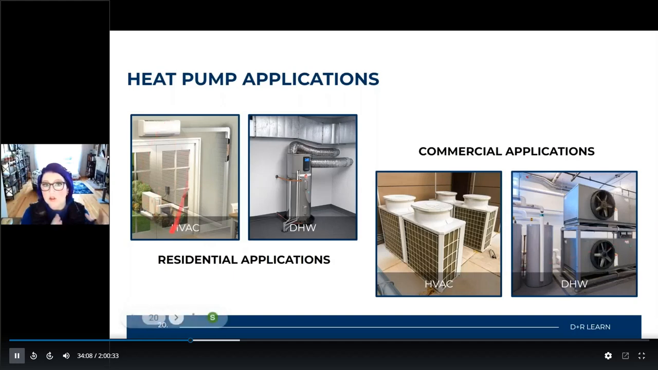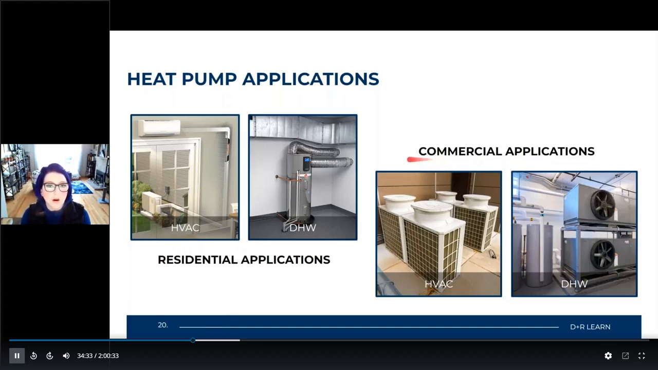So looking at the screen in front of us, on the left side, we have two examples of heat pumps being used in a residential application. The one on the furthest left is a comfort heating and cooling heat pump, so that's used for air conditioning and heating. And then the picture on the right is an integrated unit used for domestic hot water. So residential, but they can be used for comfort heating and cooling, or they can be used to produce hot water.